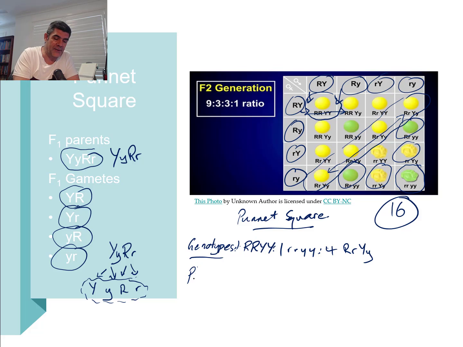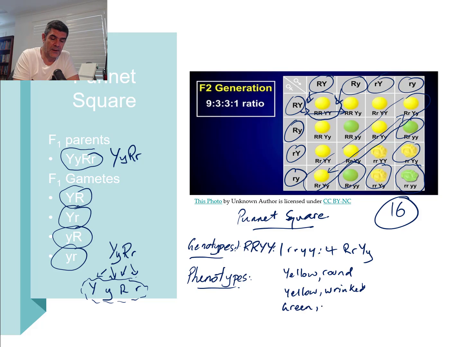The thing that we have to do, of course, is turn all these different genotypes into phenotypes. And hopefully you've realized if we've got all of these different combinations, then we're going to get all 4 of the potential combinations. So we're going to get yellow and round. We're going to get yellow and wrinkled. We're going to get green and round. And we're going to get green and wrinkled.